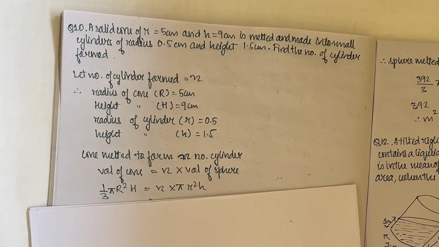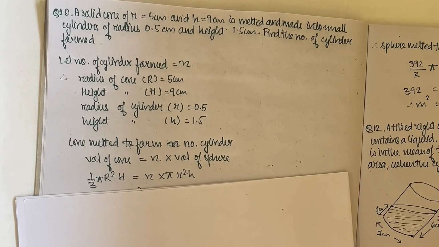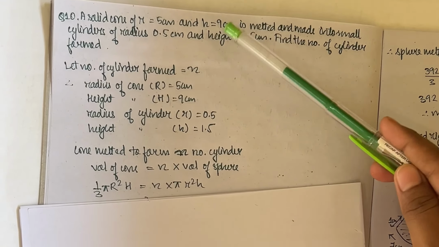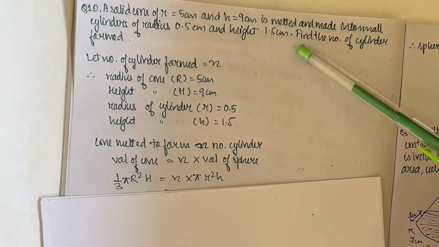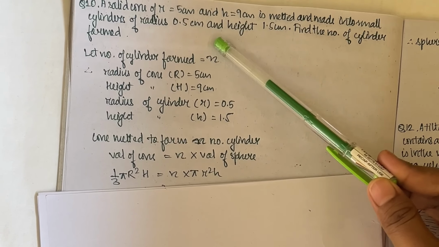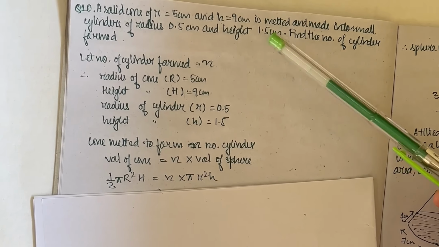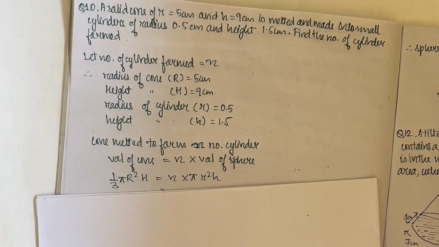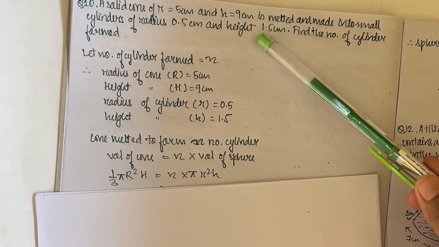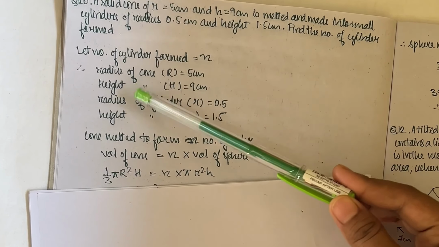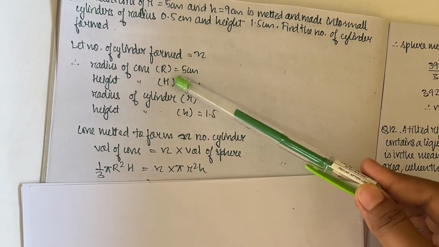Now the 10th sum. A solid cone of r that is given as 5 and h as 9, h is the height, is melted and made into small cylinders of radius 0.5 and height 1.5. Find the number of cylinders formed. So the number of cylinders we are taking as n, then the radius of the cone and height we are taking in capital.